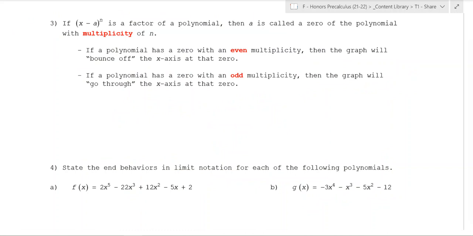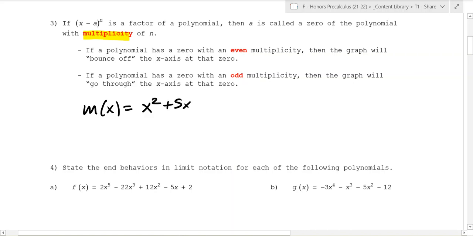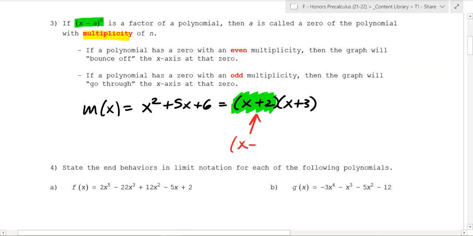Now, the next term is multiplicity, the multiplicity of a factor of a polynomial. Let's do m of x. You can have polynomials, for example, that look like this, x squared plus 5x plus 6, and they factor into x plus 2 times x plus 3. When they're factored, you end up with terms that look like this, x minus a to a power. In this case, we have x minus negative 2 to the first power.